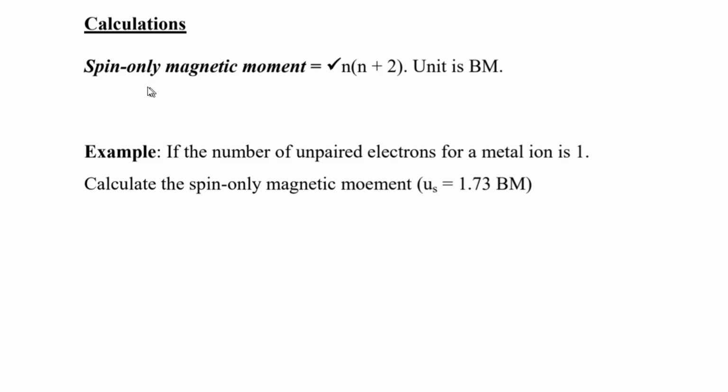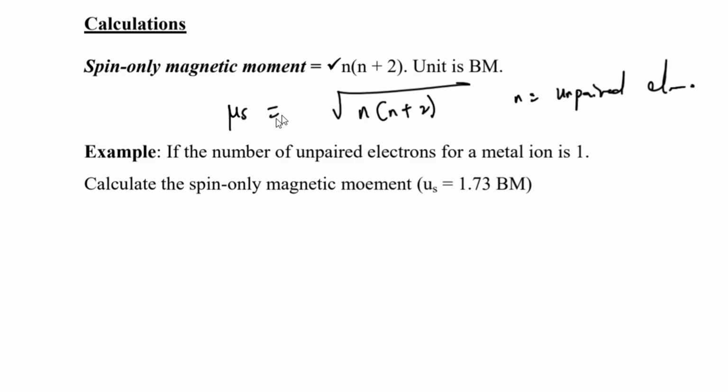So to calculate the spin only magnetic moment of a metal, this is the formula we use: the square root of n into bracket n plus 2, where n is the number of unpaired electrons. This is the spin only magnetic moment.